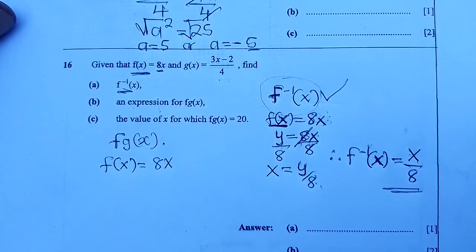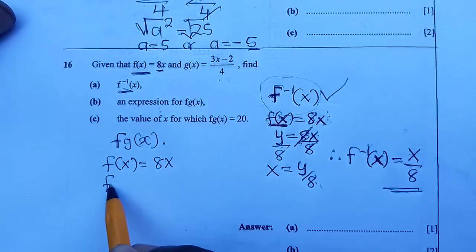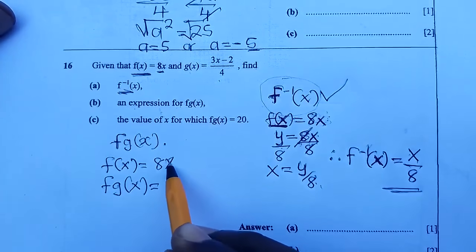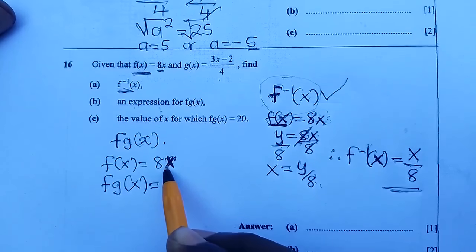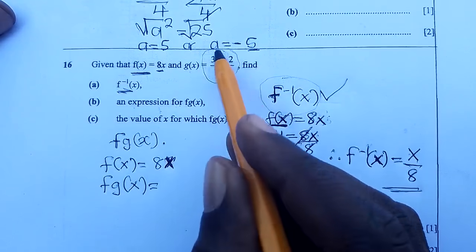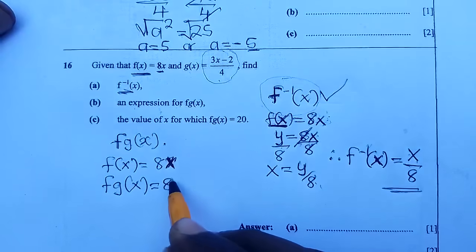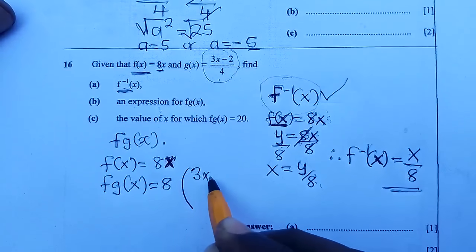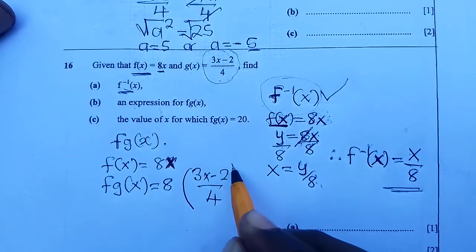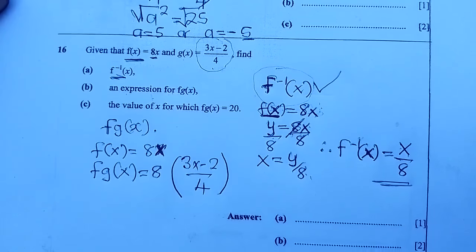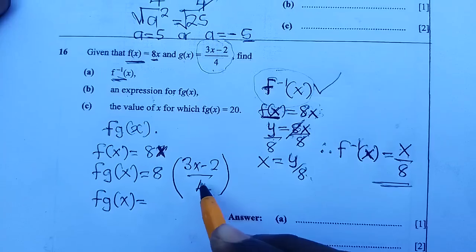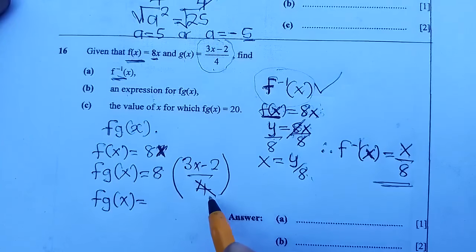Since it is equal to 8x, I'm going to say f of g of x is equal to, meaning where there is x in this function, I'm going to put the g function. This is g. So I'm going to say 8, and where there is x, I put that function, which is 3x minus 2 over 4. So after I do that, fg of x is equal to, there we've got, this one can go into that 1, there 2.